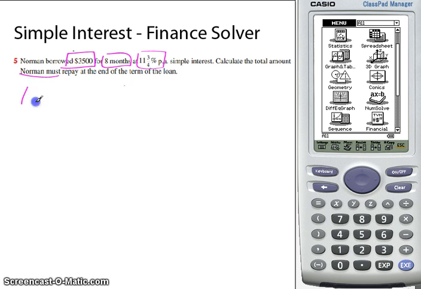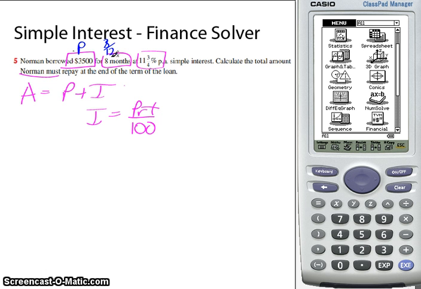So remembering that the total amount is what he started plus the interest. And the interest component we work out using our simple interest formula, PRT over 100. I'm just going to have a quick look here at what variables we've actually been given. Borrowed $3,500, that's our principal. 8 months is actually 8/12 of a year. It's 8 of the 12 months. And 11.75 is the per annum rate.